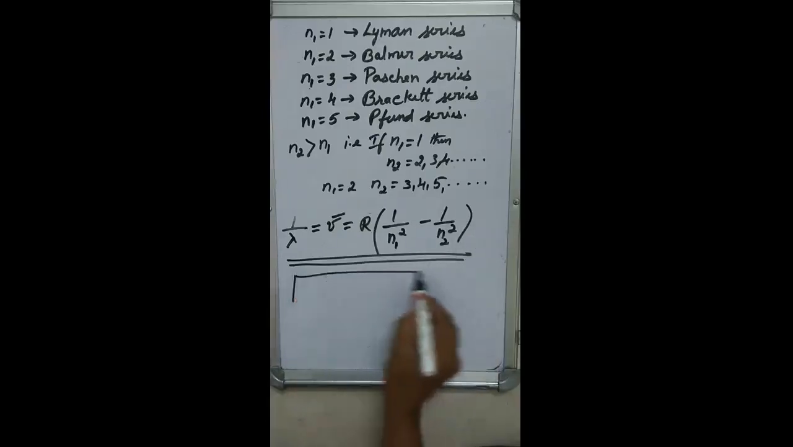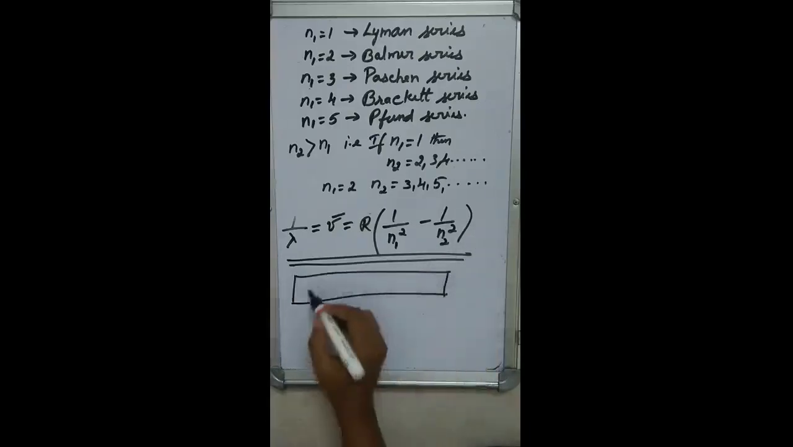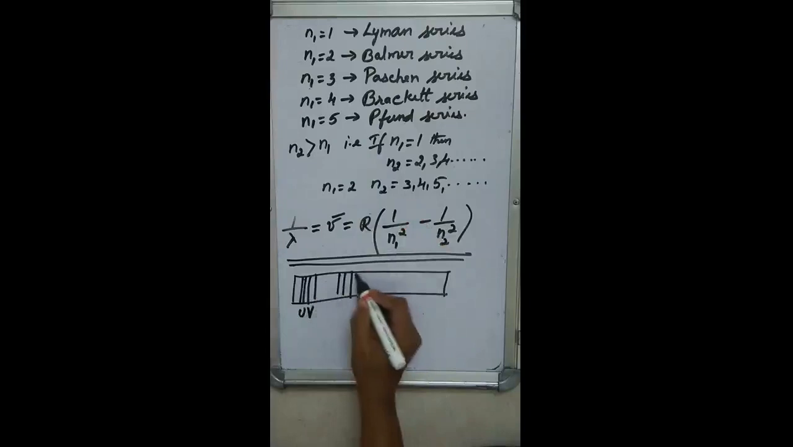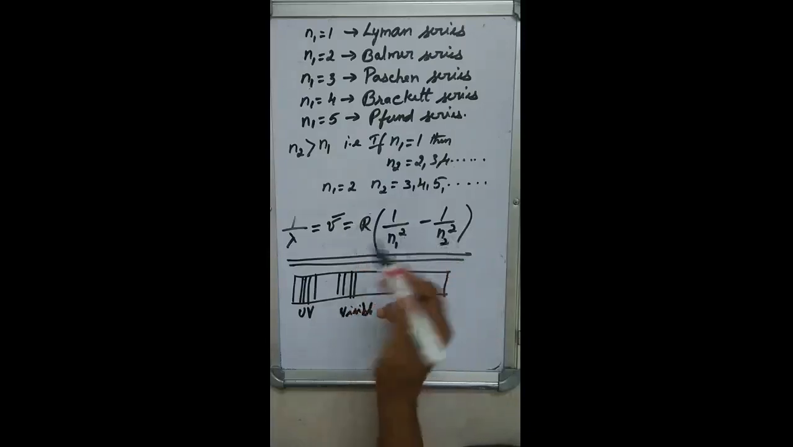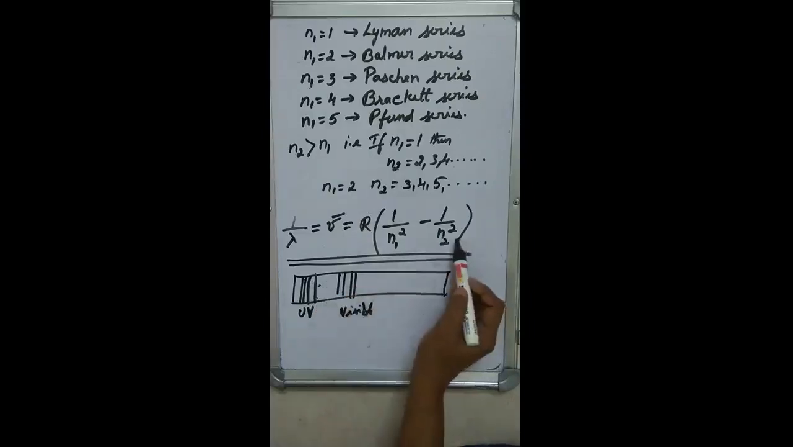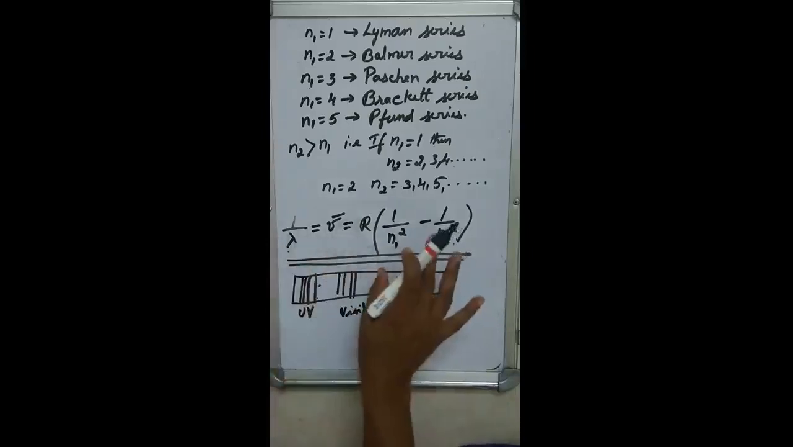Spectral lines I already explained. In hydrogen spectrum there are different series. Lyman series is observed in the UV region. Then Balmer series is observed in the visible region. And Paschen, Brackett, Pfund series are observed in the IR region. Now these are called spectral lines. If you want to calculate wavelength or wave number of these lines, then we use the Rydberg equation. This calculation is very important.